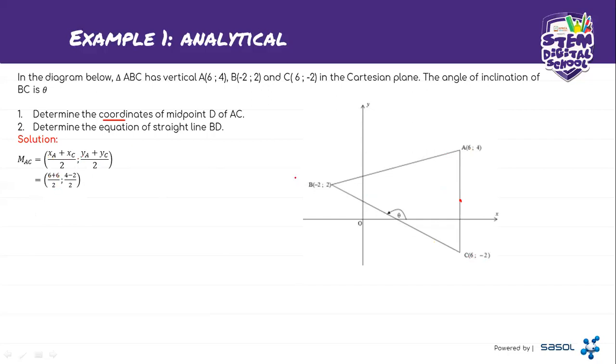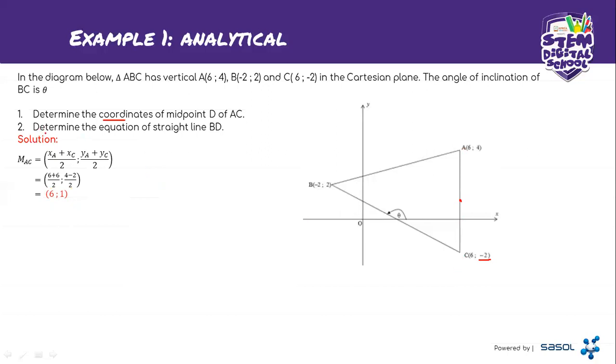And then YA is 4, and then YC is -2. You can see it's -2 there. And then from there, you simplify it, then the answer is going to be (6, 1). Meaning these are the coordinates of D. The coordinates of D is (6, 1), the midpoint of AC.